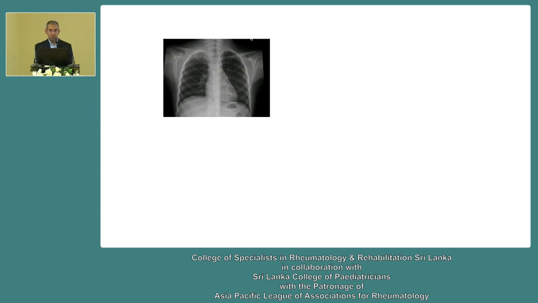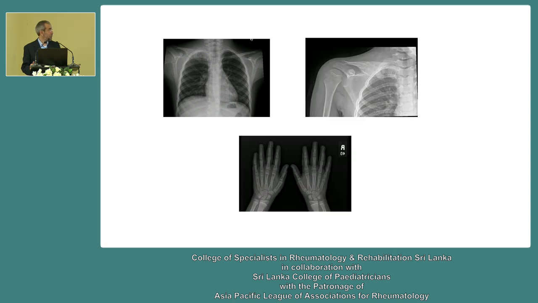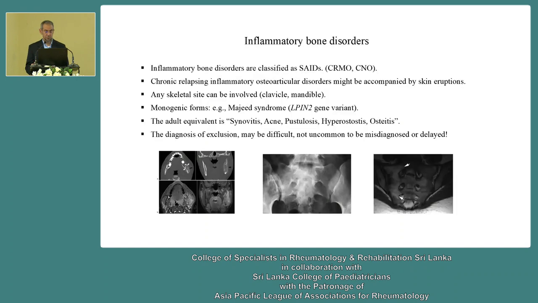This is not the same patient, but if you can appreciate any abnormalities, those who are in the back. Did you see anything from the X-ray? Okay, I will show you this one also. Maybe more easy to pick up. So you can see there is some abnormality. If you compare the clavicle here and here, there is some abnormality, and obviously there is also ballooning and change in the bone itself. And this is again osteomyelitis, CRMO, or inflammatory bone disorder.